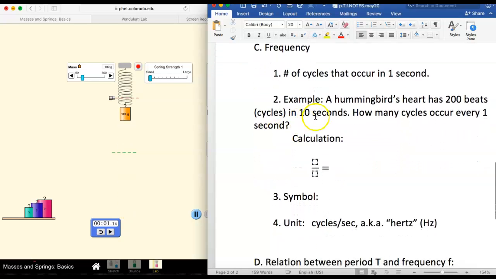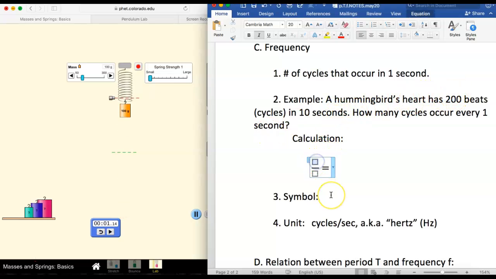All right, here's an example. Do this on your own, of course. Pause the video. These are real numbers. A hummingbird's heart could beat 200 times, or 200 cycles, in 10 seconds. So what would the frequency be? Calculate the frequency. How many cycles occur every 1 second? If it's 200 beats in 10 seconds, go ahead and try that.